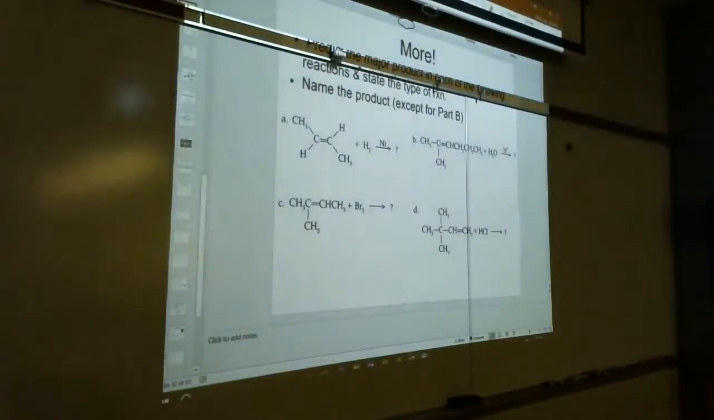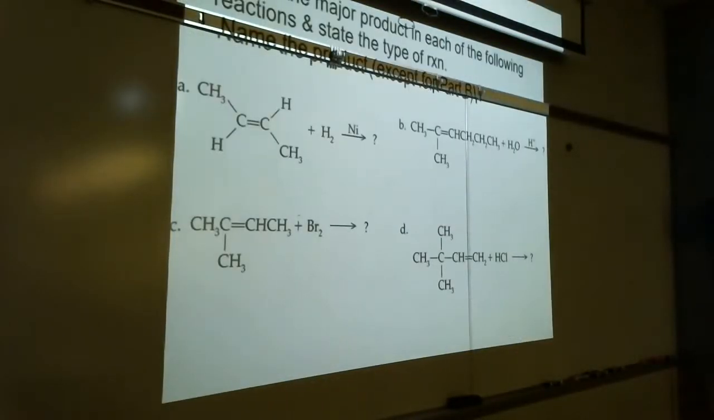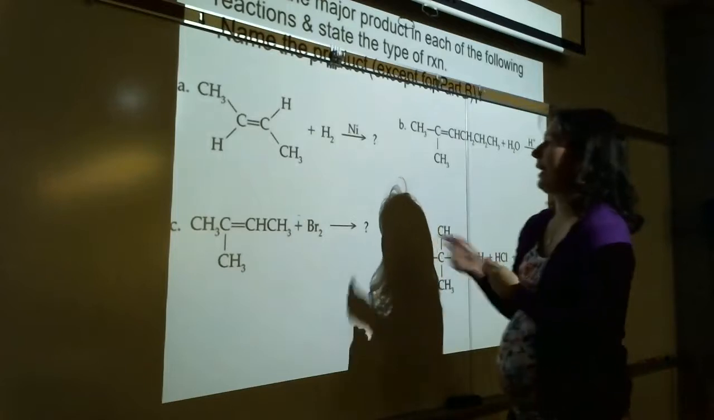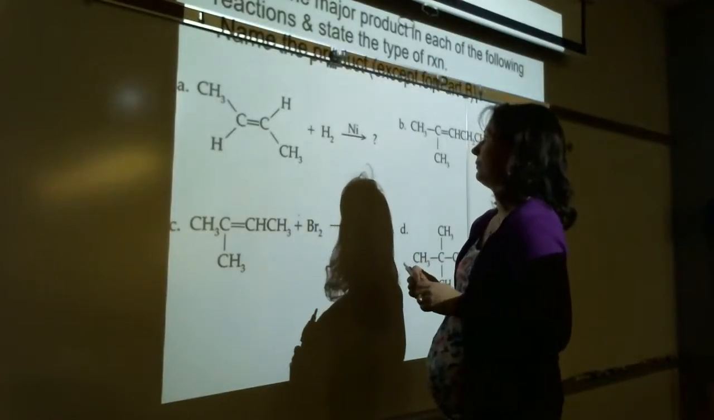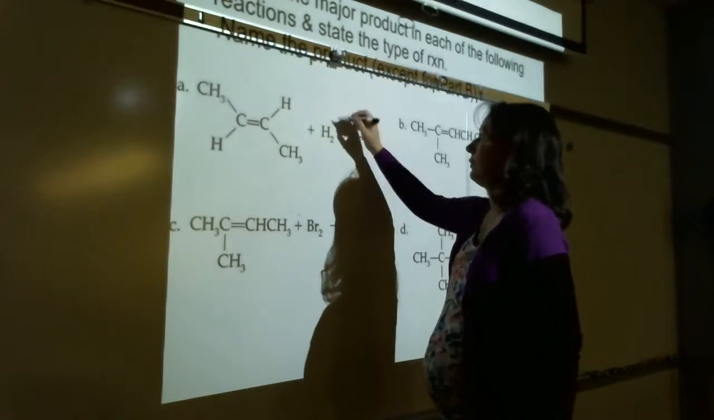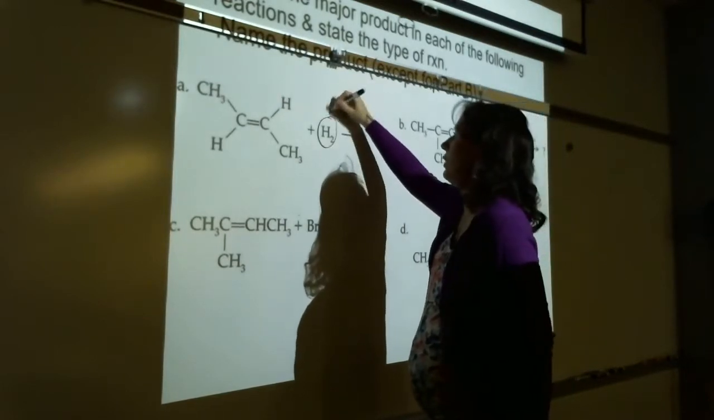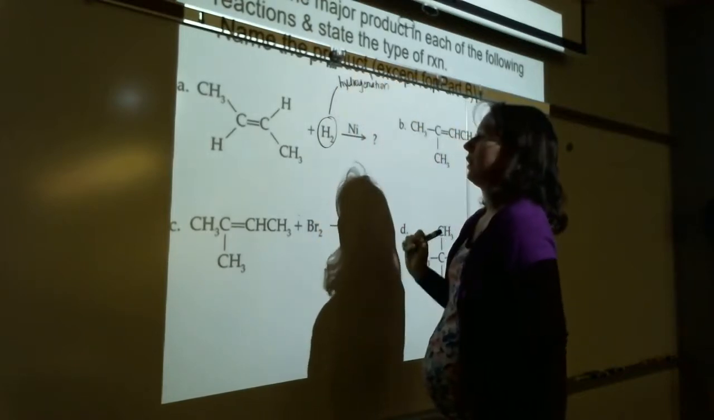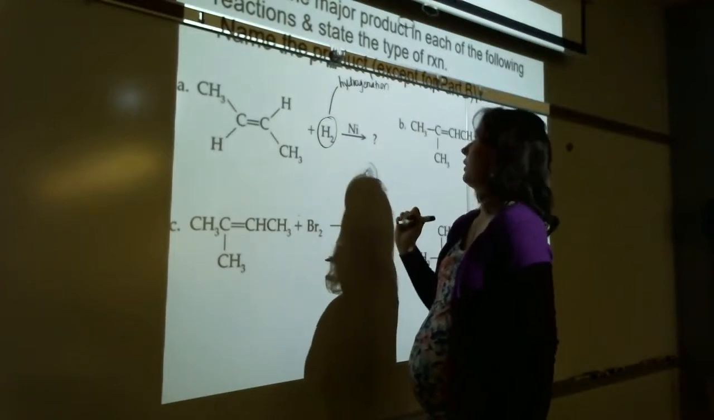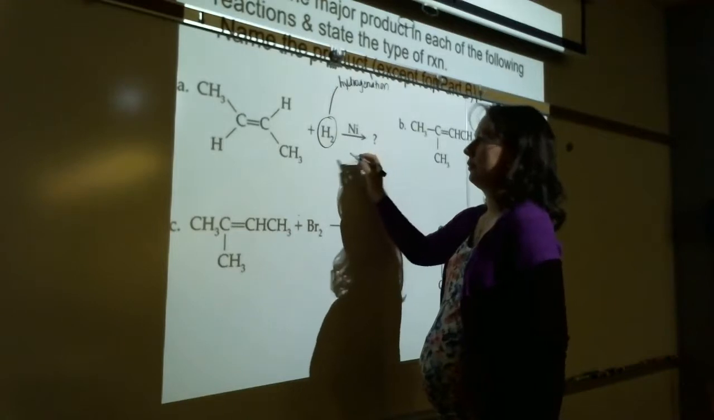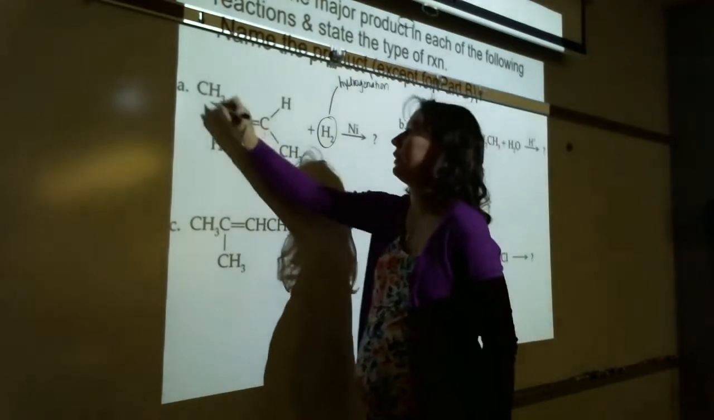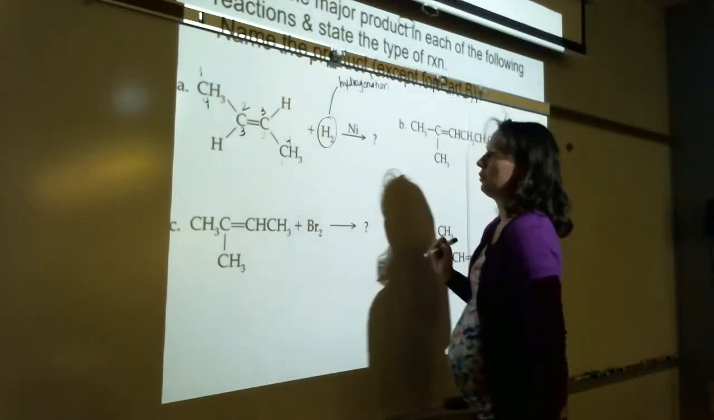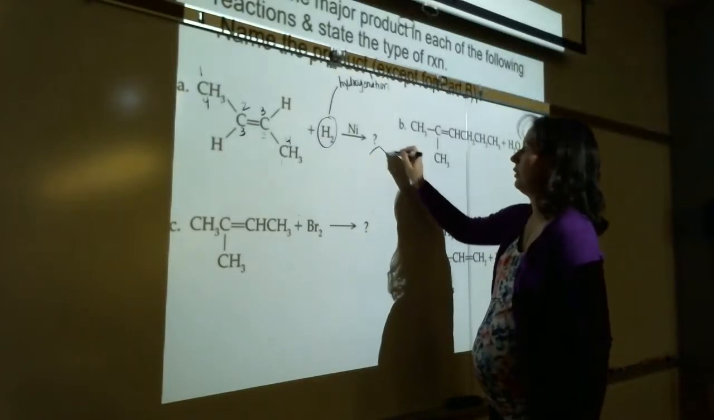All right, let's go over this one. Okay, type of reaction for A is what? Right, this is hydrogenation. So, what's the name of this product going to be? One, two, three, four, or you could have numbered one, two, three, four. We've seen this one several times already today. It's just, right, it's just butane.